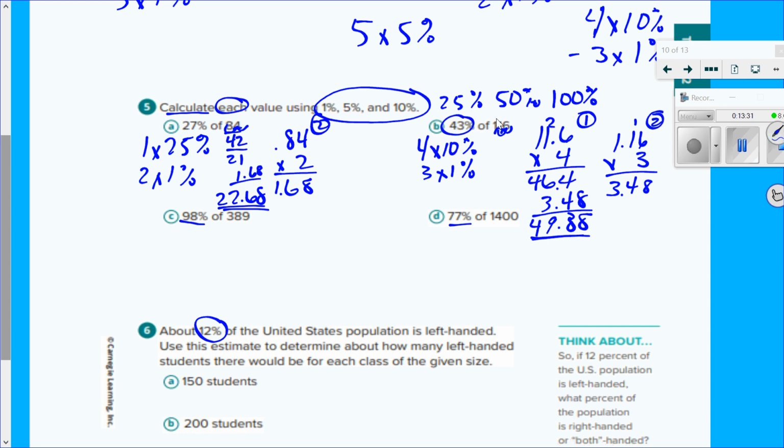And here's where I wanted to add the other ones, because quite honestly, I would not do 10 10s. I would just do 100% minus 2 1s. So 100% is going to be 389. So 1 100 minus 2 1s gives me 389. 1% is going to go over twice, so 389. I need 2 of them.